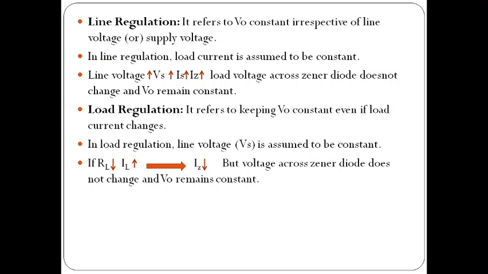Sometimes you may hear a new term, that is temperature regulation. The output voltage is constant even when the temperature changes. Clear? Why? Because our Zener diode is also a temperature dependent device. So we may observe temperature regulation also. Clear? So thank you.